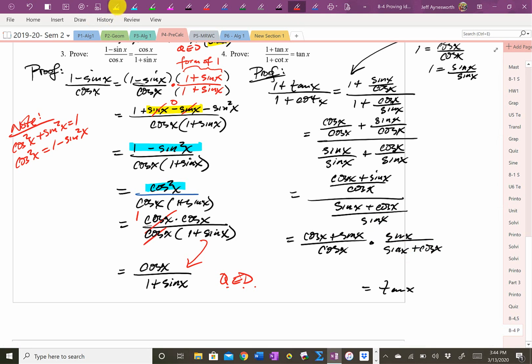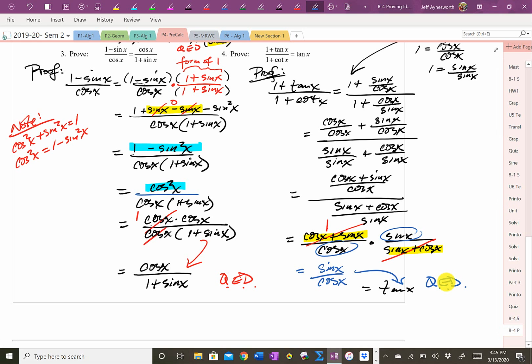All right, these two expressions are the same, and anything divided by itself is 1, which gives me, well, look at this right here. Sine of x divided by cosine of x, which happens to be tangent, and now you're done. Okay, okie dokie, that's proof number 4.